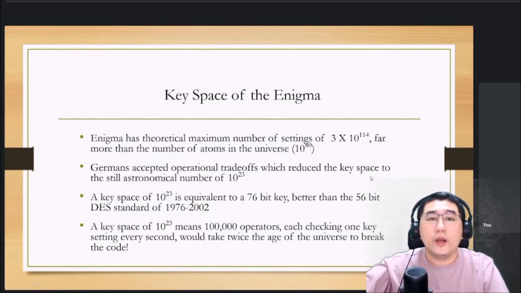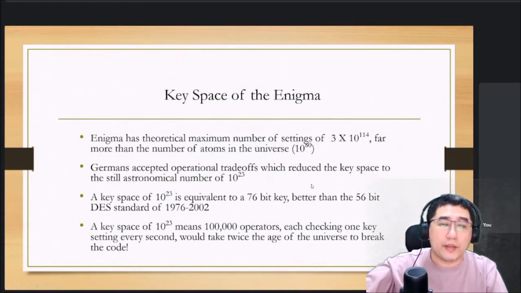So theoretically, how many possible maximum settings are available on the Enigma? It was calculated that it can have up to 3 times 10 to the power of 114. Scientists say the number of atoms in the observable universe is only 10 to the power of 80. This is much more than the number of atoms in the universe.